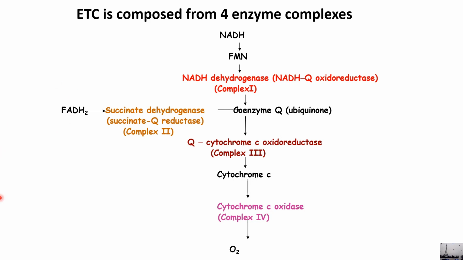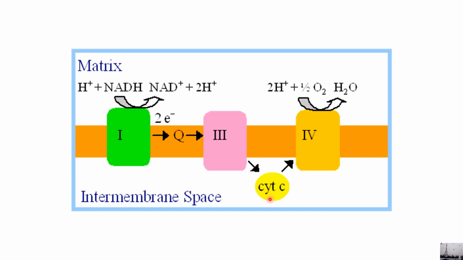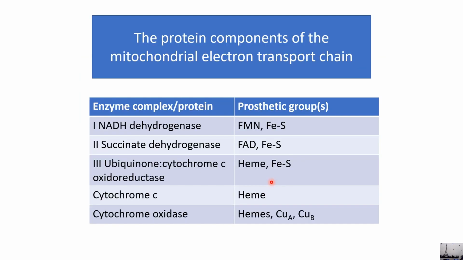So this is composed of these four enzyme complexes. Okay, the dehydrogenase, coenzyme Q-cytochrome C oxidoreductase, and cytochrome C oxidase. So complex 1 is this one. Complex 2 is succinate dehydrogenase, succinate-Q reductase. Complex 3 is cytochrome C oxidoreductase, and complex 4 is cytochrome C oxidase. So this is what happens in the intermembrane space and the matrix.